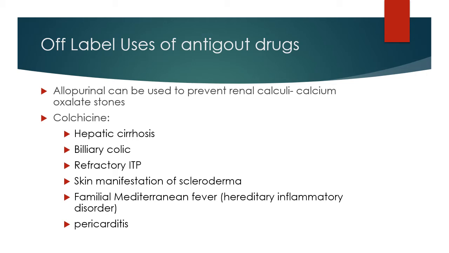Off-label uses of anti-gout drugs include allopurinol, which, as I mentioned, can be used to prevent renal calculi from calcium oxalate stones, and colchicine, which can be used for a variety of things, as you see here. I was not familiar with familial Mediterranean fever, but that is a hereditary inflammatory disorder.